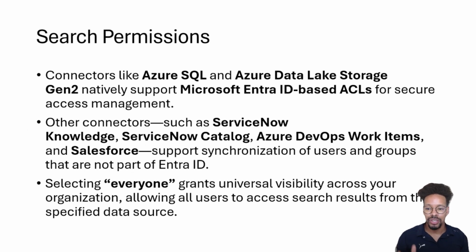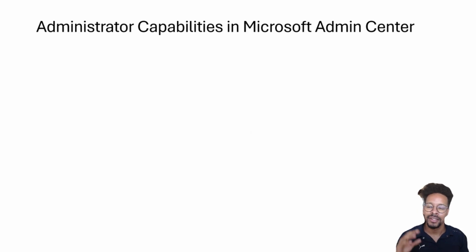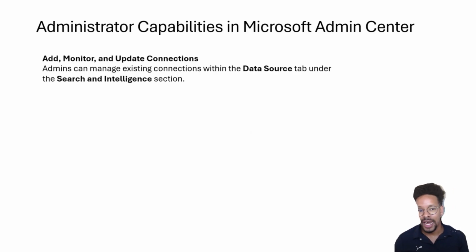So search permissions, this was already discussed in the last slide. And what can you do as an admin? Quickly, you can add, monitor and update connections. So let's actually start with adding a connection.